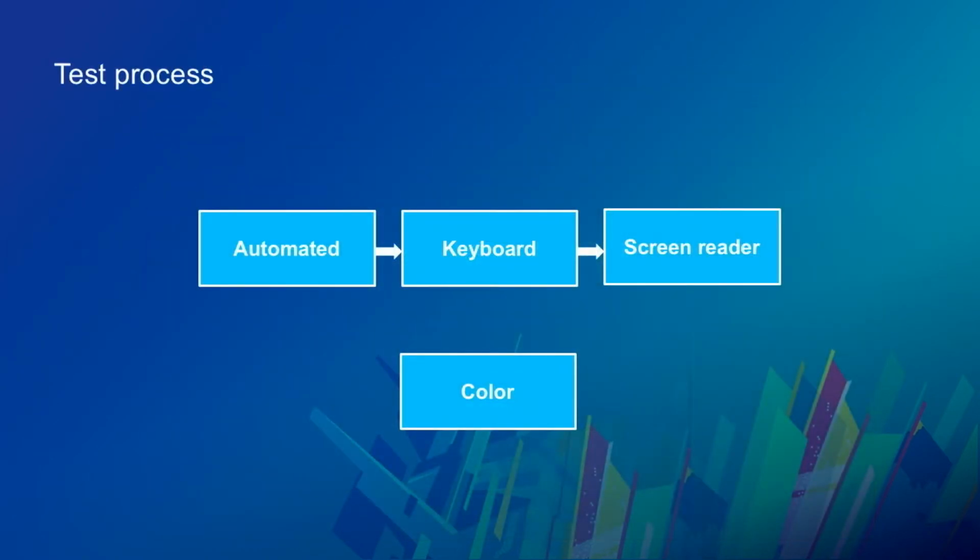So the test process. We start with automated testing, then we move into the keyboard testing, which is strictly using the keyboard only. Then we jump into the screen reader testing, and then at any point you can do the color test, which we'll go over in this presentation. But typically these are the 4 things that we do here at Esri.